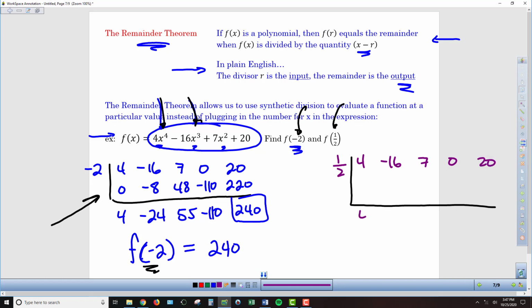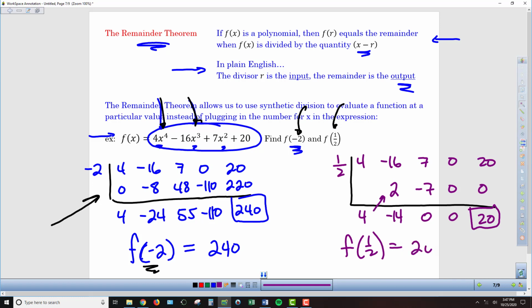Now we can roll through it by bringing the 4 down, and multiplying on the diagonal: half of 4 is 2. Negative 16 and 2 is negative 14. Half of negative 14 is negative 7. Add in the vertical direction, negative 7 plus 7 is 0. Half of 0 is 0, 0 plus 0 is 0, half of 0 is 0, and then 20 plus 0, we get 20. So the output when 1/2 is the input into this function is 20.